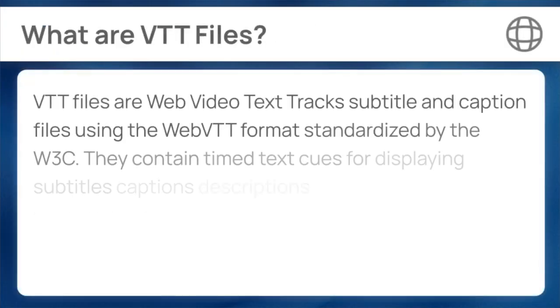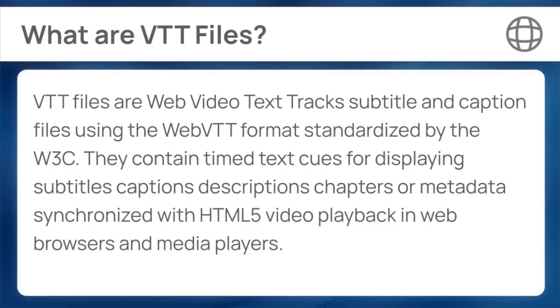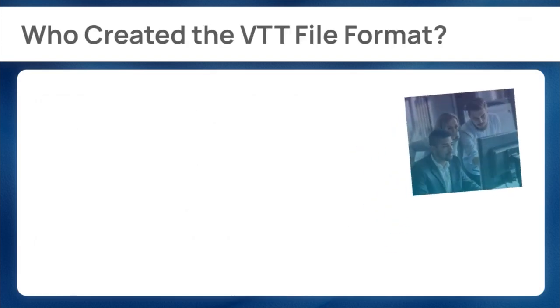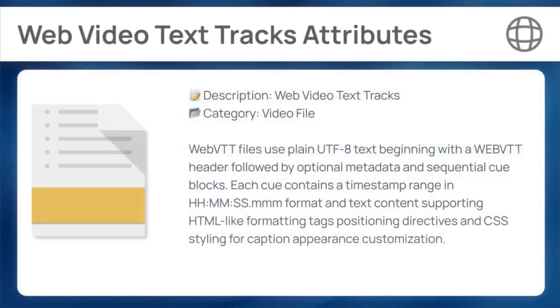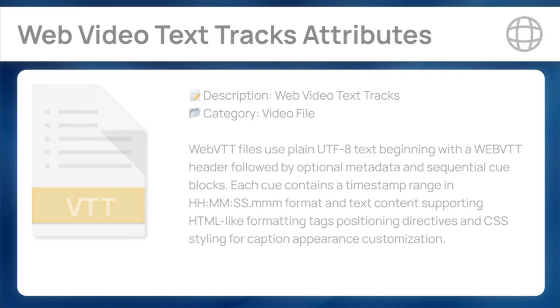VTT files are web video text tracks, subtitle, and caption files using the WebVTT format standardized by the W3C. They contain timed text cues for displaying subtitles, captions, descriptions, chapters, or metadata synchronized with HTML5 video playback in web browsers and media players. WebVTT files use plain UTF-8 text beginning with a WebVTT header, followed by optional metadata and sequential cue blocks. Each cue contains a timestamp range in HH:MM:SS.mmm format, and text content, supporting HTML-like formatting tags, positioning directives, and CSS styling for caption appearance customization.